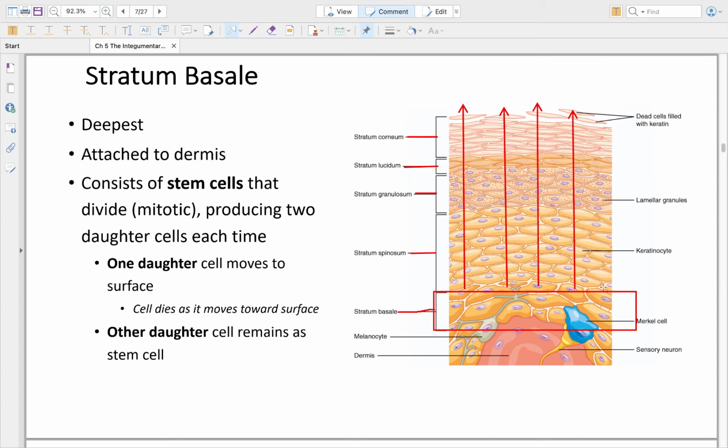The stratum basal layer. So they make cells through mitosis, mitotic division. One daughter cell will move into the surface, and one cell will stick behind, and it will be a stem cell. It'll remain a stem cell and make more cells. So in other words, the stratum basal makes all of the cells that supply the other layers through mitosis.